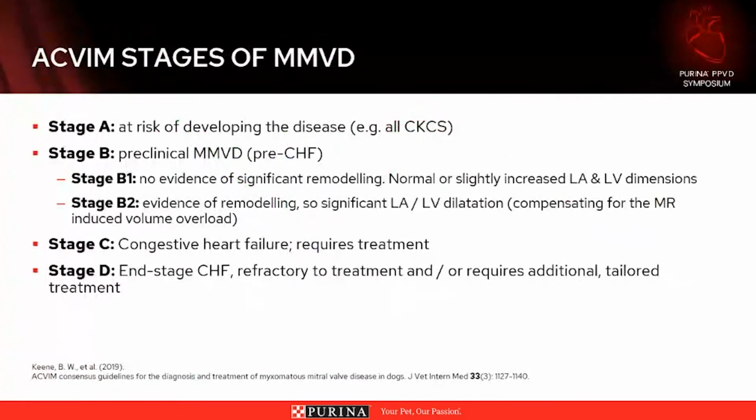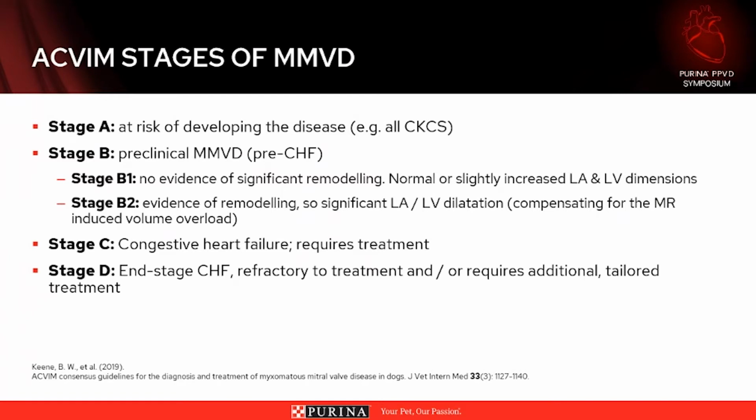So just to review those stages, I'm sure everybody's quite familiar with these, but stage A means you're at risk of developing the disease. So if we eventually have a genetic test, or just being a Cavalier means you're at risk of developing the disease at some point during your life. And stage B is this preclinical stage, so pre-onset of congestive heart failure.